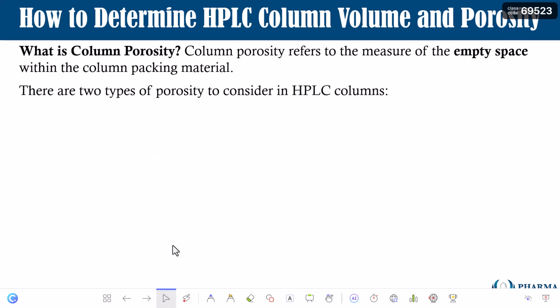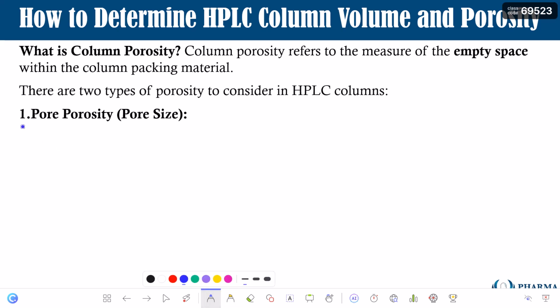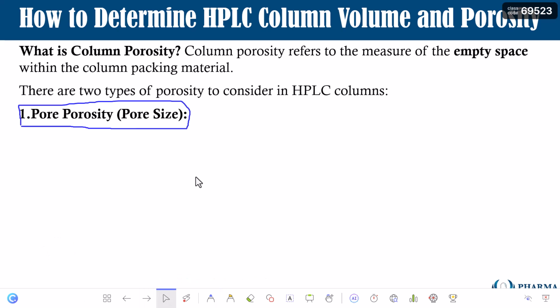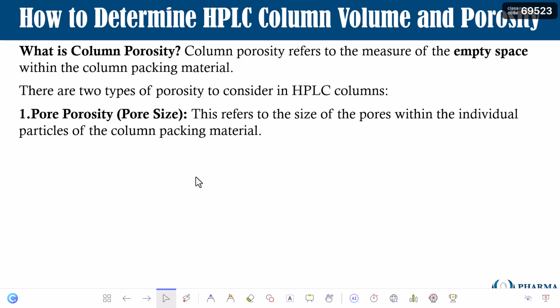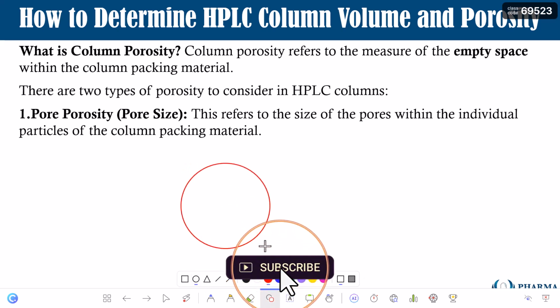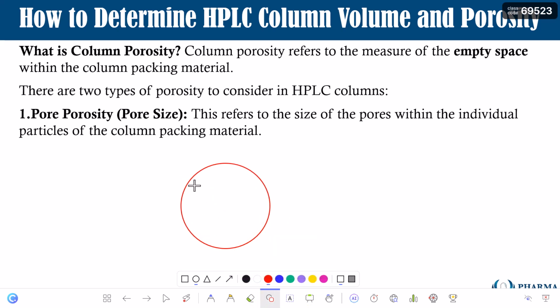So there are two types of porosity to consider in an HPLC column. The first one is the porosity because of the pore size. We know that the column is made up of maybe a stationary phase support like silica, and this silica comes with a certain particle size, and that particle has a certain pore size, maybe 70 angstrom or 100 angstrom. So how is this pore size going to contribute to our column's porosity? This refers to the size of the pores within the individual particles of the column packing material. So we talked about how our stationary phase comes with particles, let us say spherical particles. And on this spherical particle, maybe 4.5 micron, you will have small pores. Let me denote it by the blue color. Now these are the 70 angstrom or maybe 100 angstrom size pores, isn't it?